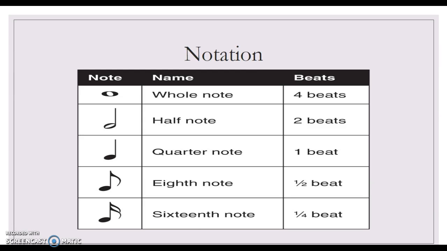Along with those, they need to know the different note names and how many beats that note is expected to get. So they would just need to know, like, well, this is what a whole note looks like, so it gets 4 beats. This is what a half note looks like, and it gets half of that, which is 2 beats.